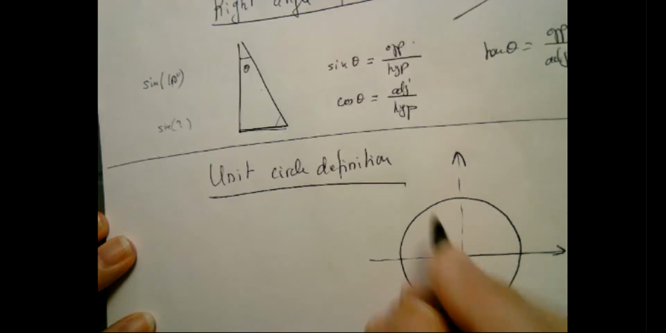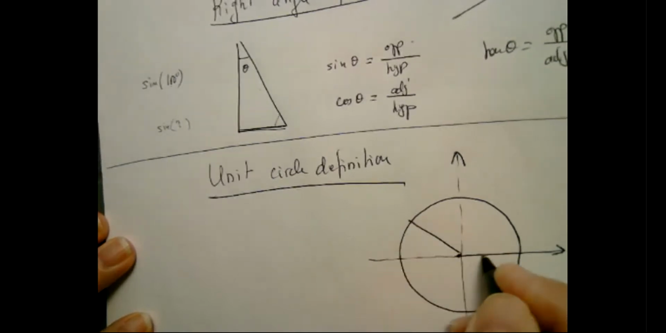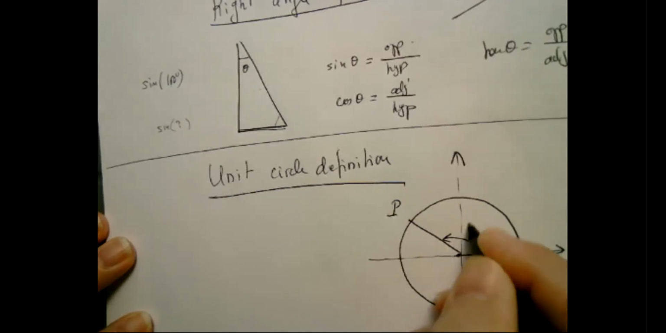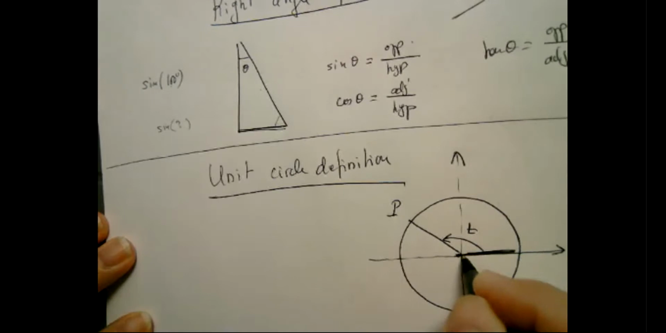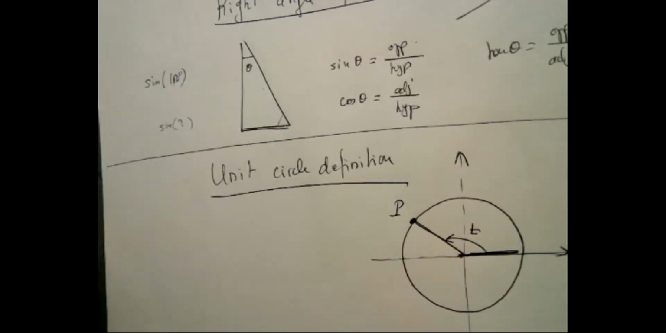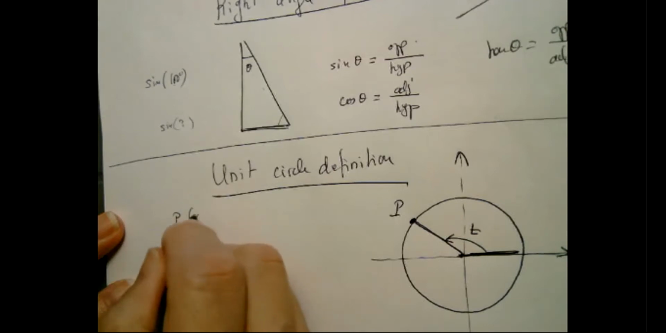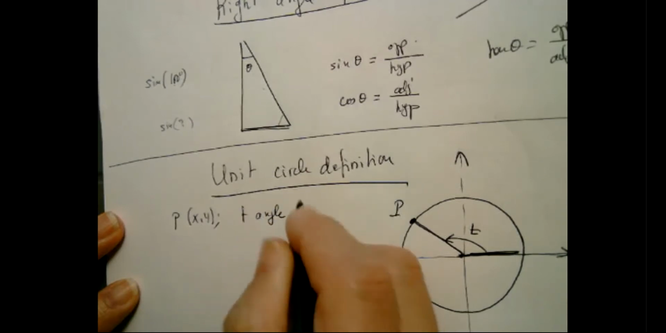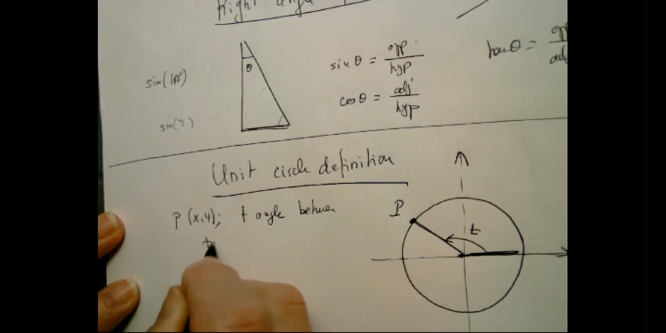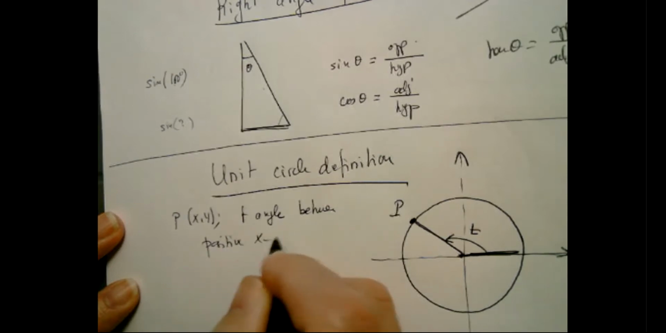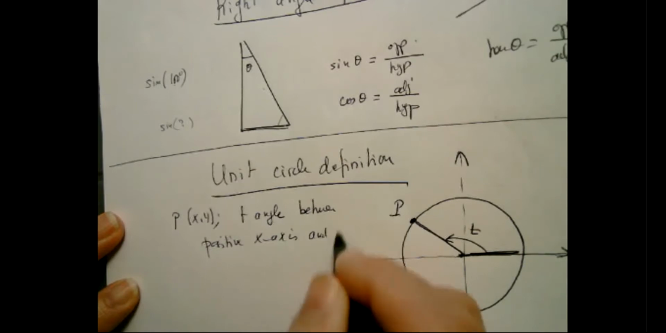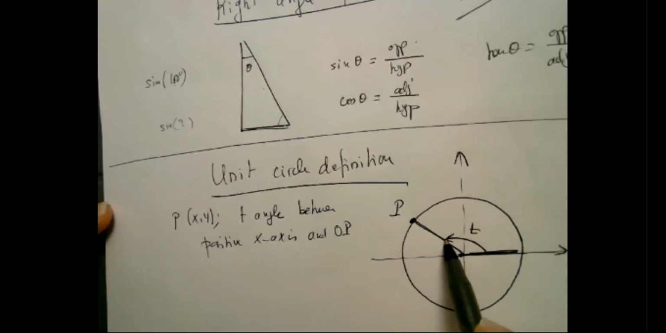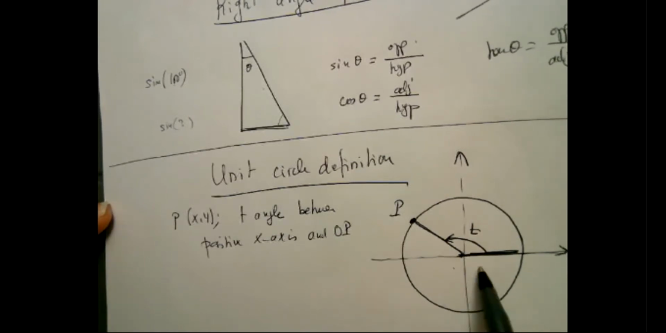T is the angle between the positive x-axis, so let's say point P, and that's T. So T is starting from the positive x-axis all the way to this point. We're going to call it P. P is a point on the unit circle. Let P be a point on the unit circle, and T the angle between the positive x-axis and OP. That's the T. And as you know, T can take any value. T can be more than pi over 2, more than pi. I mean, it can be anything.